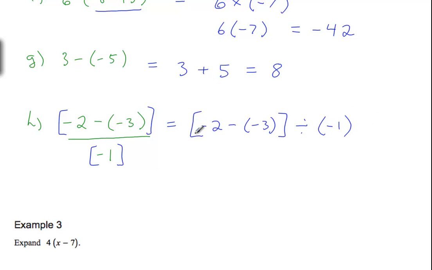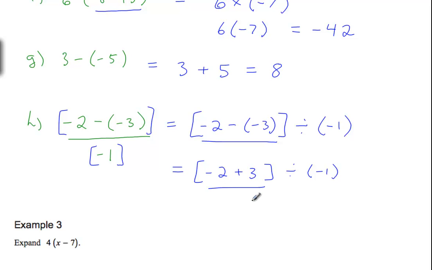Okay, so if we look at this, we're going to do what's in the brackets first. We're going to do this guy right here. Negative 2 minus negative 3. Minus a negative, that's going to be positive. So I'm going to keep the brackets. Negative 2 plus 3, right? Minus a negative. Divided by negative 1. Okay, we did the brackets there. We haven't actually done it yet. We were just simplifying.